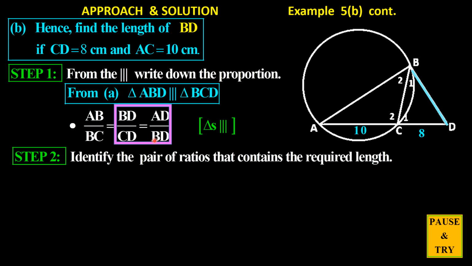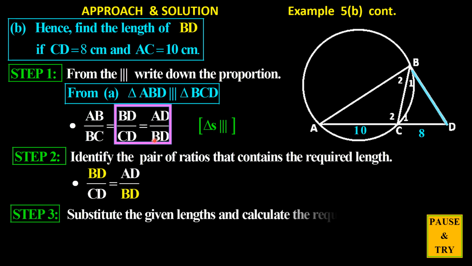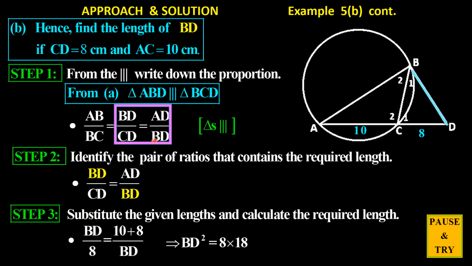BD in this case is in both fractions. So BD over CD, and CD is 8. So that's BD over 8. But AD is 10 plus 8. Right, so then we can cross multiply. BD squared is 8 times 18, so BD will be the square root of that, which in this case is exactly 12 centimeters.